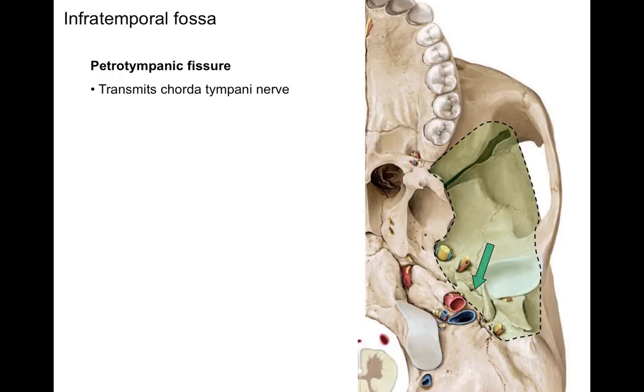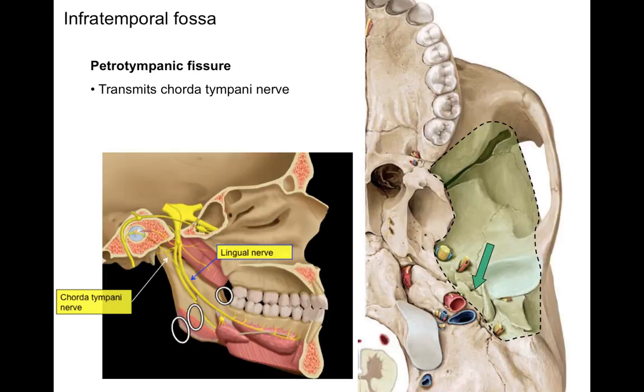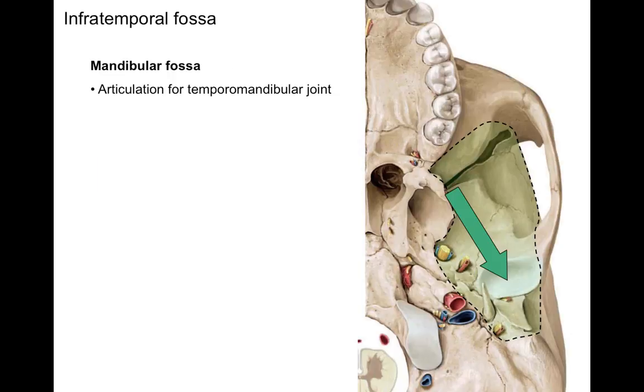Next is an opening called the petrotympanic fissure. That's what transmits the chorda tympani nerve, as evidenced there. It's just medial and posterior to the mandibular fossa. So remember this picture that shows in blue that chorda tympani nerve as it joins the lingual nerve. Well, that's how the chorda tympani nerve gets into the infratemporal fossa to bind to the lingual nerve.